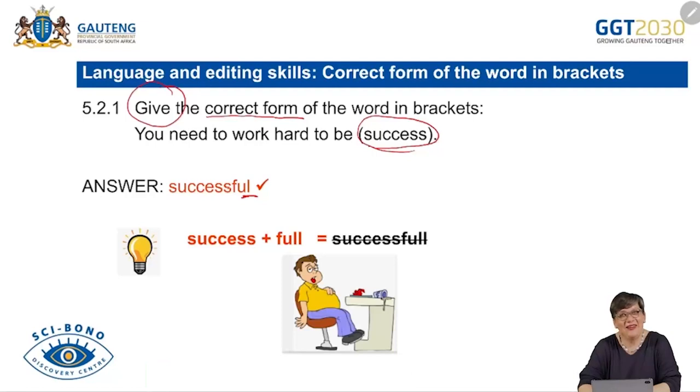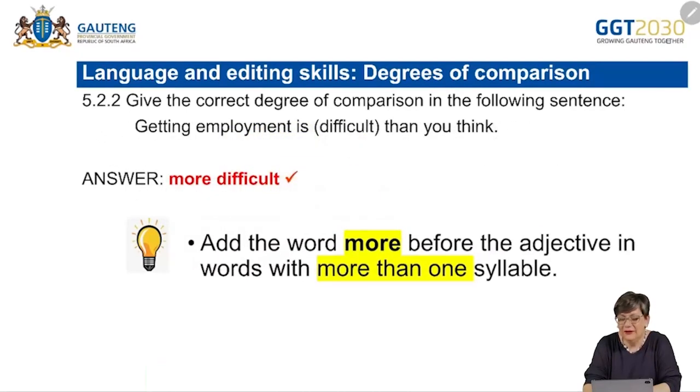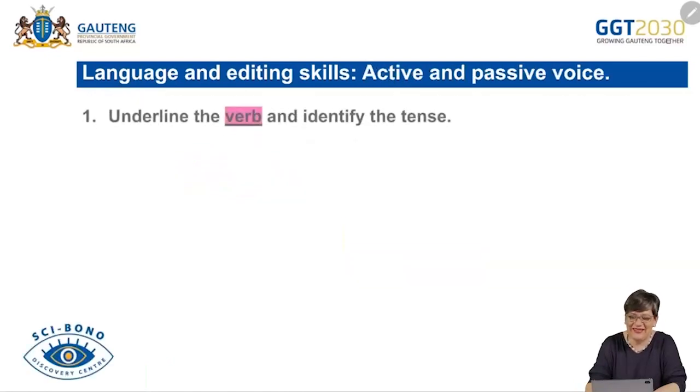Here's another thing we'd like to ask you. Degrees of comparison. Getting employment is difficult than you think. Your answer? More difficult. I think you remember the rule. We only add more if our word has more than one syllable. Difficult. In that case, because there's more than one syllable, we have to use more. Right? I'm giving you so many tips here.